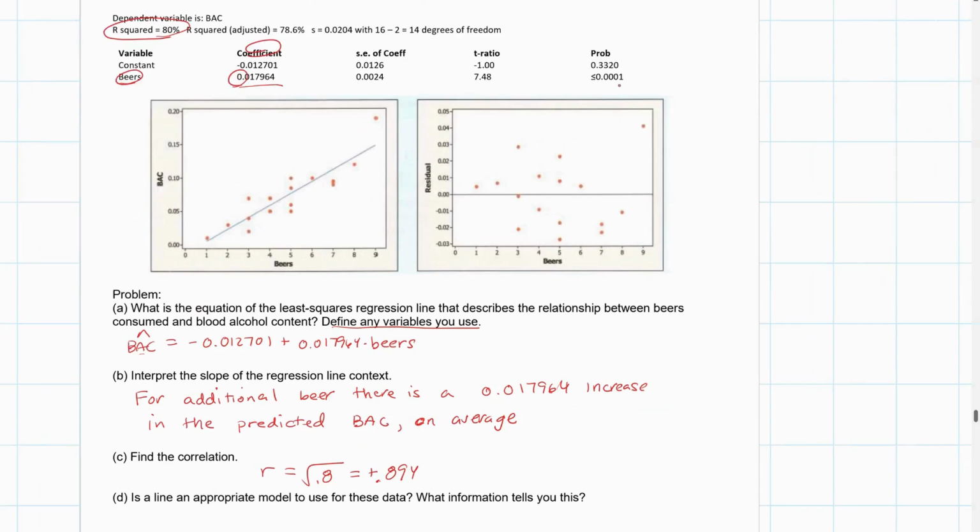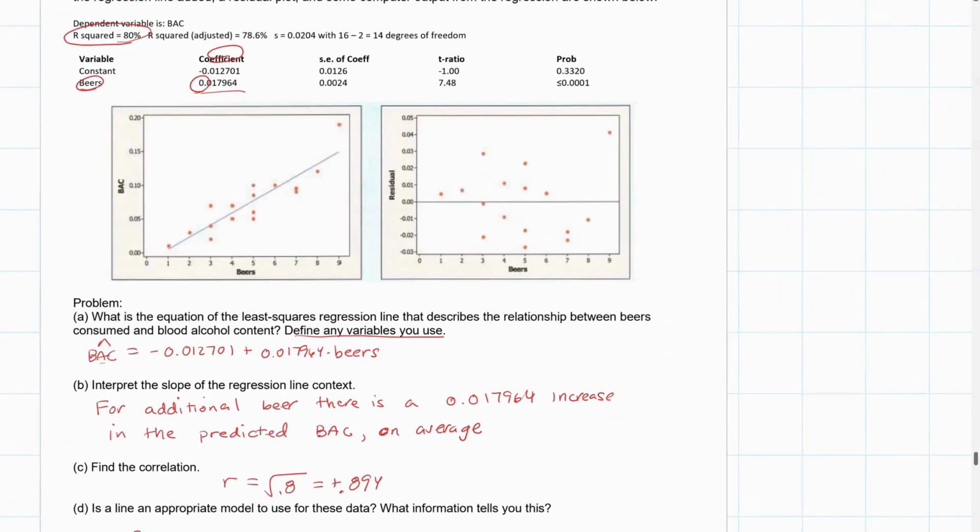Is the line an appropriate model for these data? What information tells us that? Well, let's take a look at the scatter plot. Scatter plot of BAC versus Beers shows, okay, and I'm looking here now, a linear pattern. So that's good. And by the way, by referring to what I'm looking for, that's again an idea called linkage.